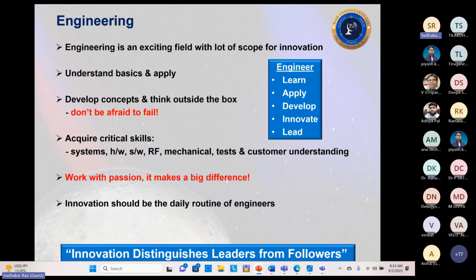So you need to acquire critical skills. What are the critical skills? It's not just running some software and designing patch antennas or slot antennas. I think you should get away from that. That skill is important, but that's not the only skill. You need to understand the systems. You need to understand the hardware. Hardware is more important than software because that's what you use. The end product is the hardware, right?